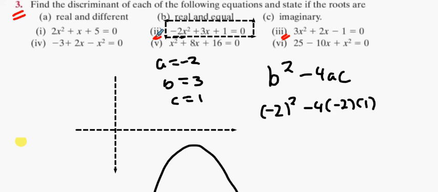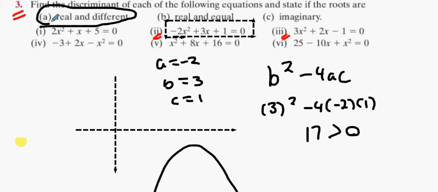I wrote it down wrong, did I? This one? What do you get? 17. 17 is bigger than 0, so what does that mean? The roots are real and different. Is that okay? Let's try another one.